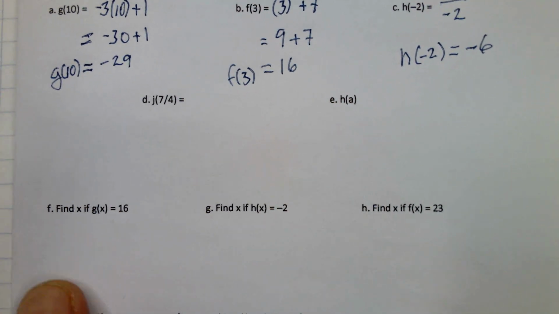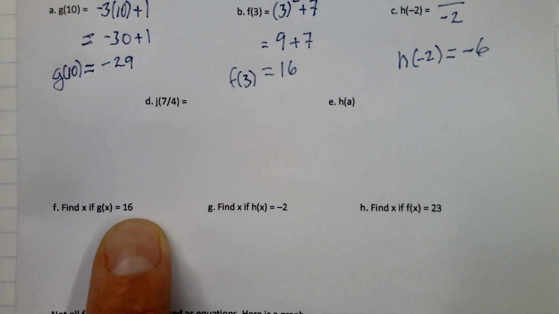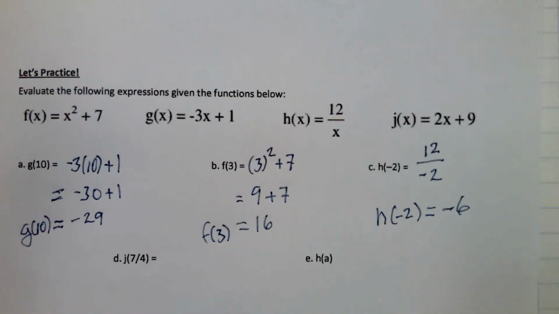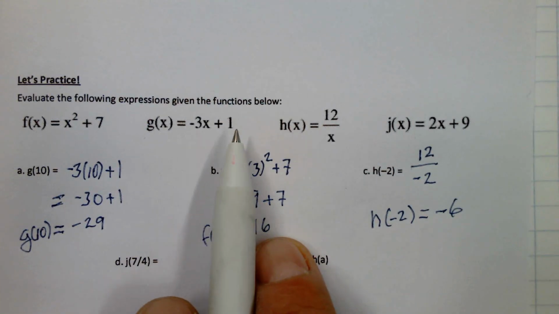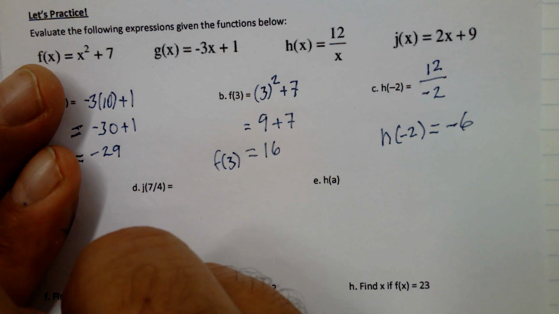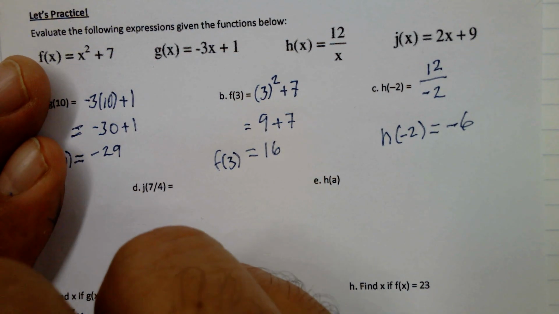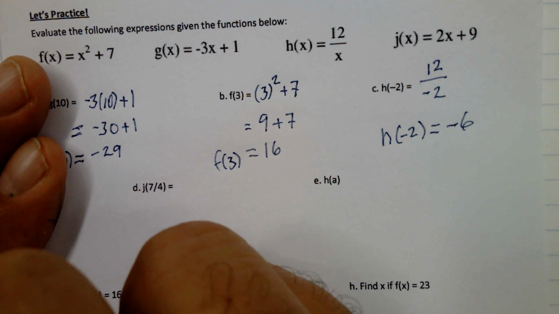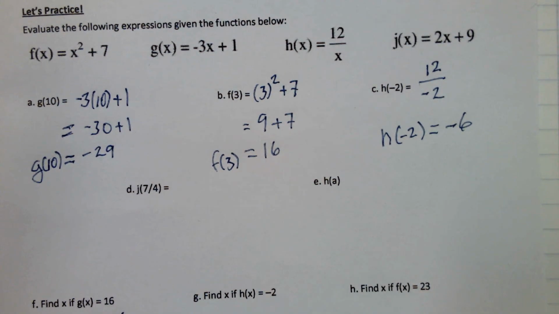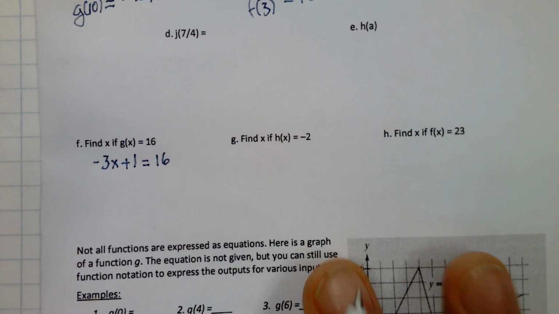Now we want g of x equals 16. Let's find x. So let's go back and figure out which one is g. Here's the output for g, negative 3x plus 1. So negative 3x plus 1 equals 16. And we would have to solve this.